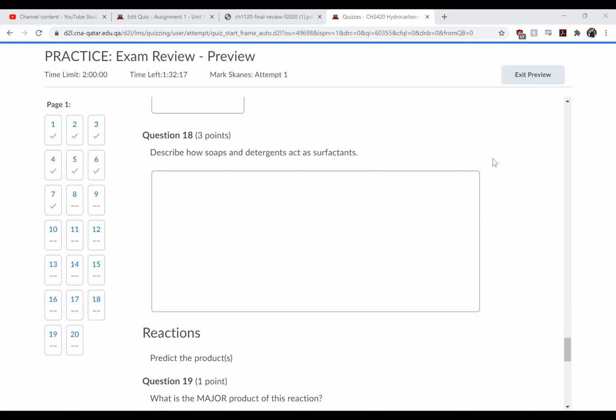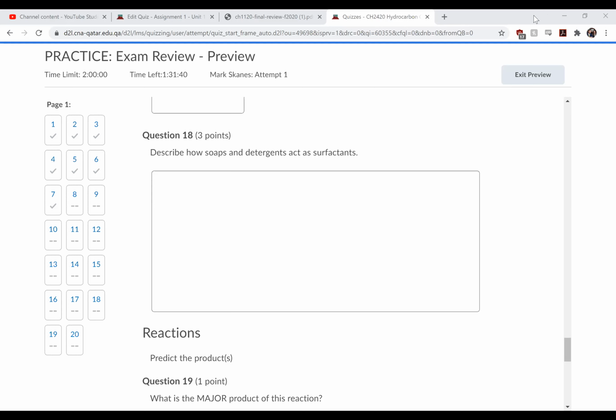Question 18. Guys, I promise you will see question 18 on your final. It's going to be worth 3 marks. How do soaps and detergents act as surfactants? You do not need to go crazy with this answer. When I did this exam in the winter semester, I was very, very picky because my students were doing this online. They could use their notes. You do not have that luxury, so keep this answer simple.